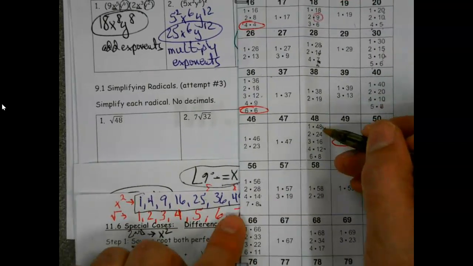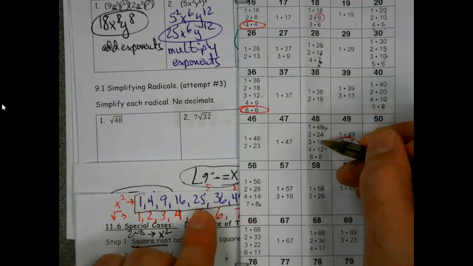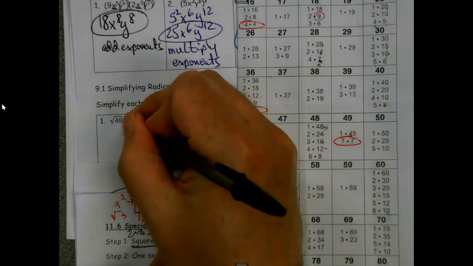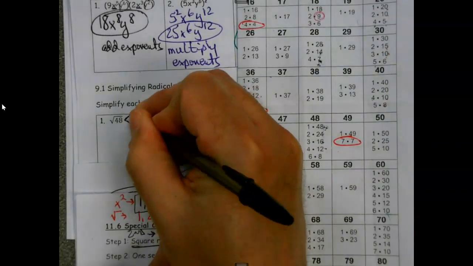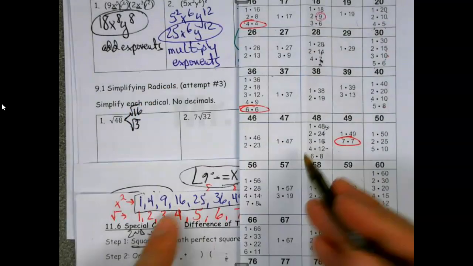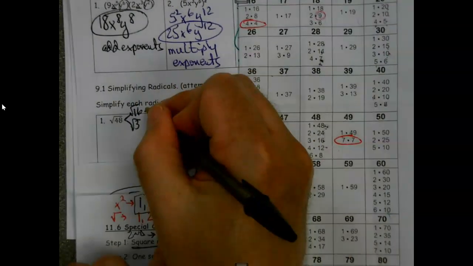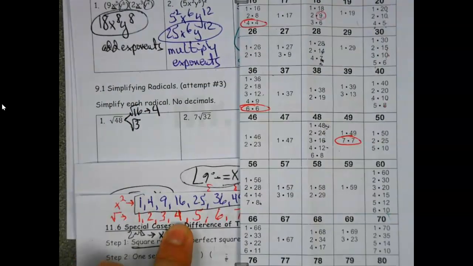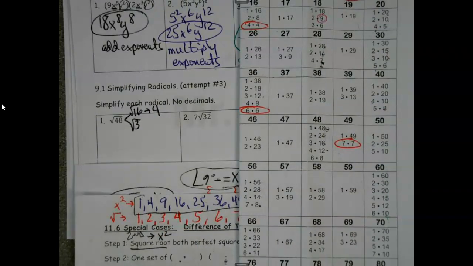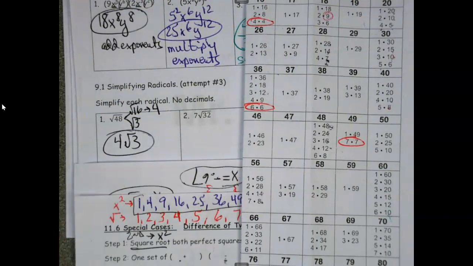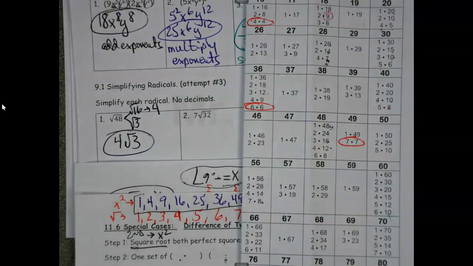So let's see. 48 is not on my list. 24 is not on my list. Ooh, 16's on my list. So 16 and 3. See, the chart can even help me. The square root of 16 is 4. Not square root of 4, just 4. So 4, square root of 3. I'm done. Like, I used the stuff from this unit to help me with something 2 units ago. This is slick.